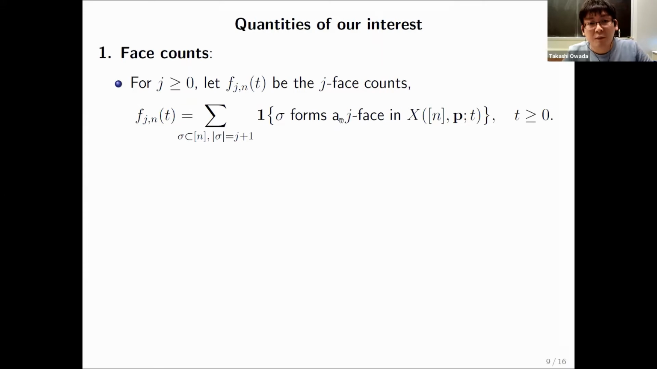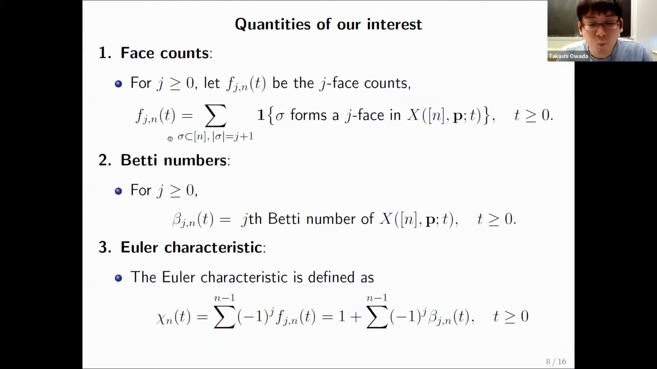So let me describe the quantities of our interest. The first of which is face counts. As its name shows, this will count the number of j faces, and is defined in this fashion. So you just pick j plus 1 points and check this condition: whether sigma forms a j face in the multi-parameter simplicial complex or not. If the answer is yes, this is equal to 1, and otherwise 0, and adding all of them together, we can count the number of j faces. And importantly, we are dealing with a dynamic version of the simplicial complex. So this object can be seen as a stochastic process living in the D space of right continuous functions with left limits. In addition, we are also interested in the Betti numbers. The j-th Betti number is denoted this way, and we also want to study the Euler characteristic.